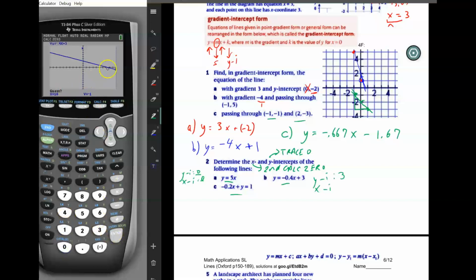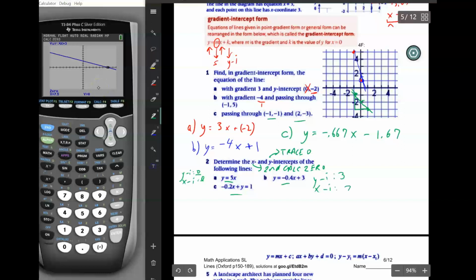And then the guess, remember, there's only one crossing point, so it doesn't really matter what you put for the guess. So I just hit enter again. And so the 0 value is 7.5, comma 0. Okay, so the value of x when y equals 0 is 7.5, which is the definition of the x-intercept, right? So it's going to be 7.5 for this problem.